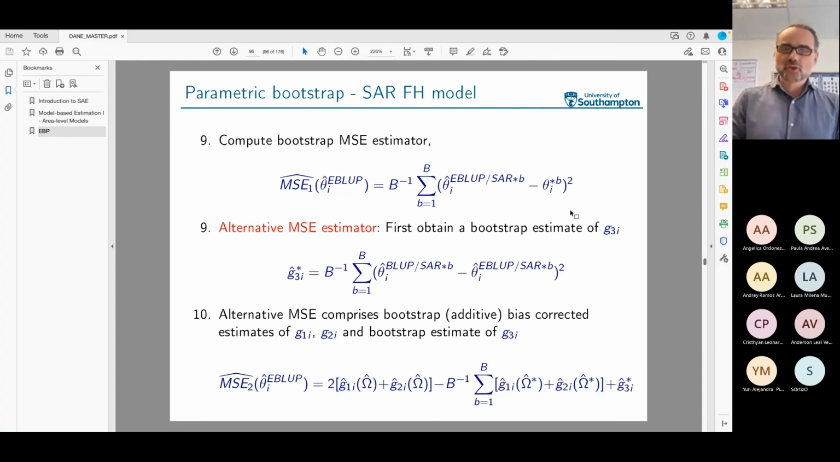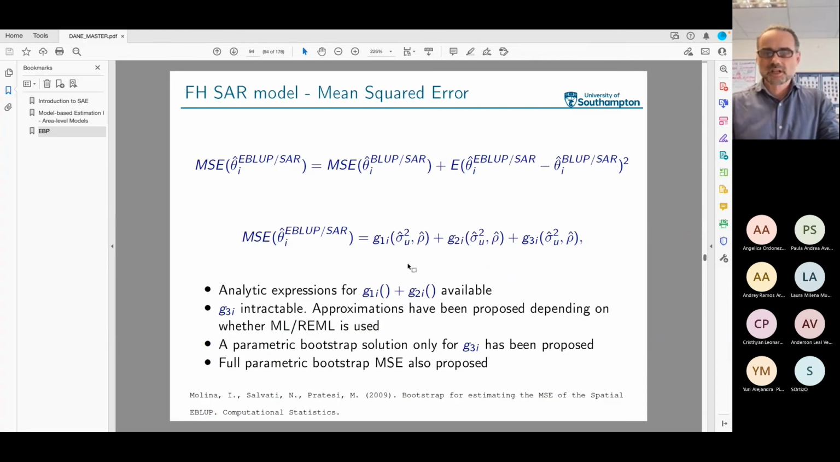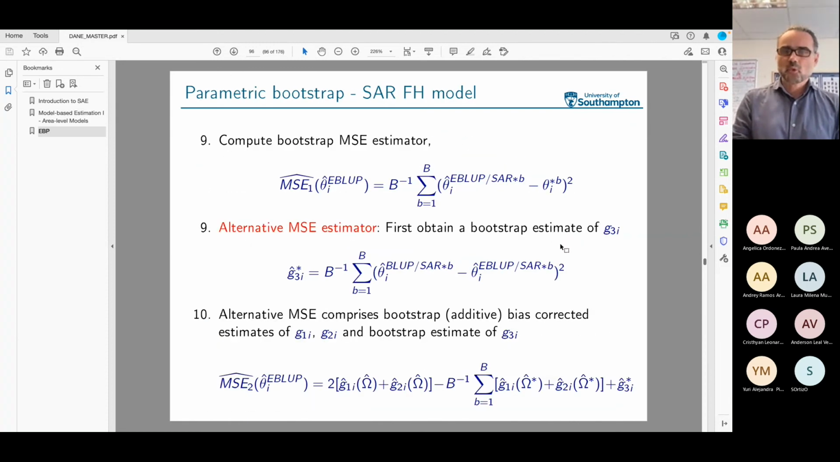An alternative mean squared error that has been proposed in the paper by Molina, Salvati, and Pratesi is to first obtain a bootstrap estimate of G3. Remember that the mean squared error can be expressed as a sum of three terms, G1, G2, G3, and expressions for G1 and G2 are available, but G3 is the more difficult one to estimate. So what the colleagues proposed in this paper is to get, first of all, a bootstrap estimate of G3.